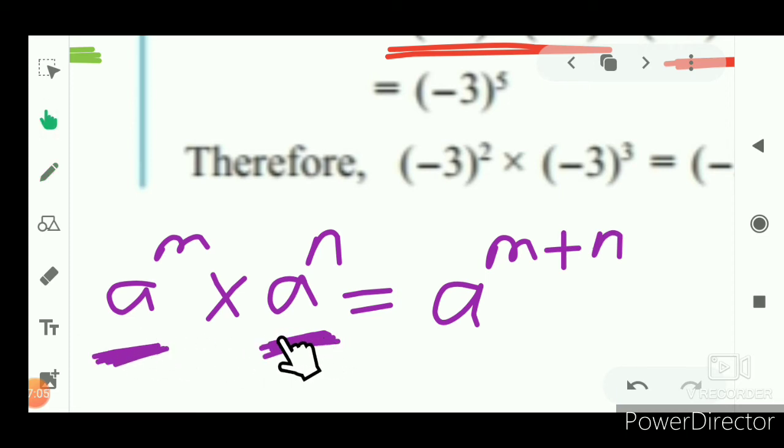Clear? It means that if you multiply the two indices with the same base, the base should be the same. If the base is same, then the powers will get add. Okay. Now let's see some of the questions related to that.